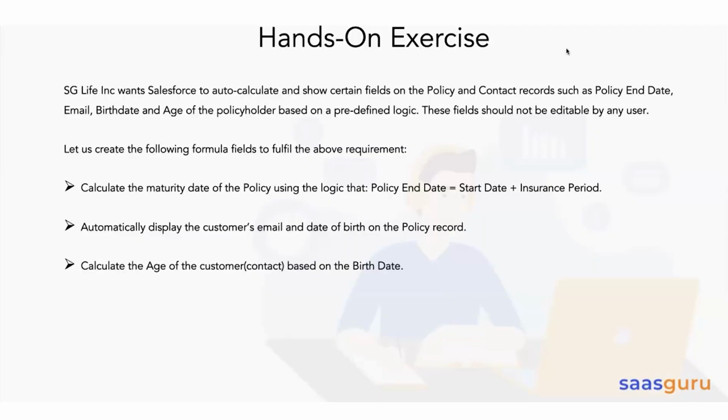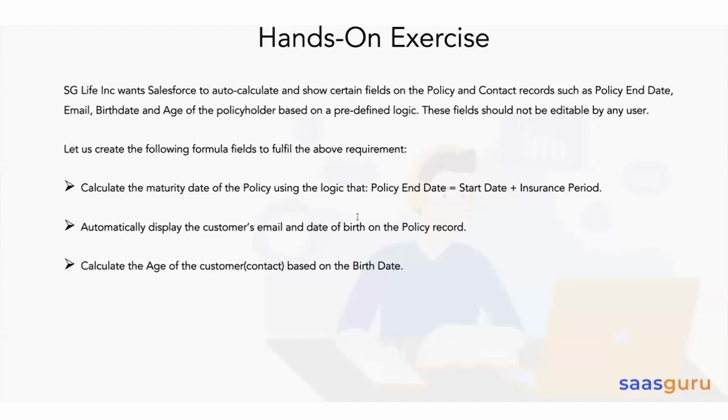Now, this is an activity, a hands-on exercise that we are going to complete in order to understand formulas better. So first of all, there is a requirement to calculate the maturity date of the policy. And how is the maturity date calculated? The policy end date or maturity date is equal to the start date of the policy plus the period of coverage. So that's the end date or the maturity date of the policy.